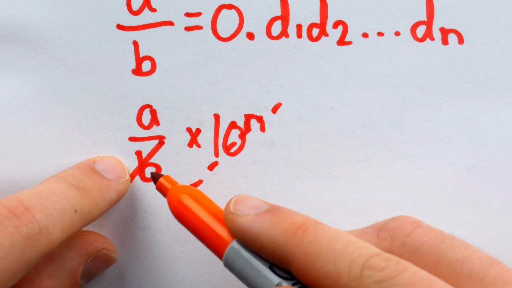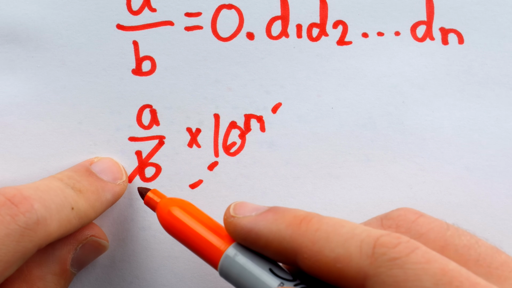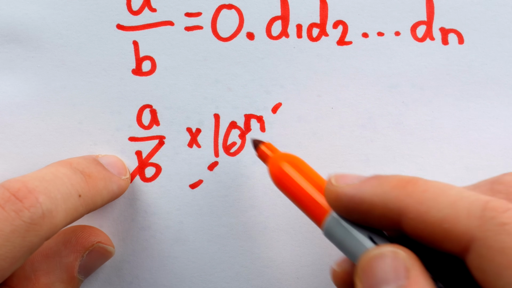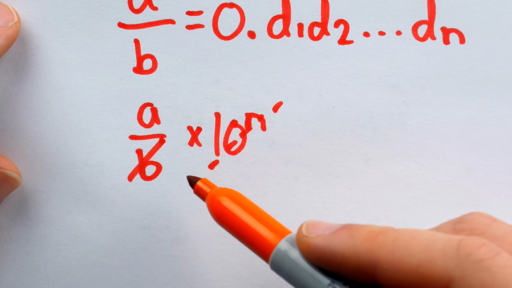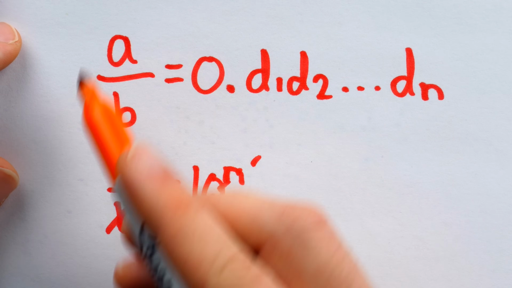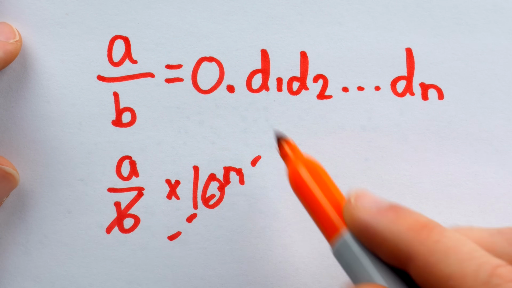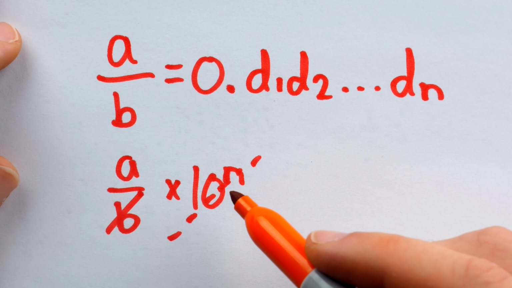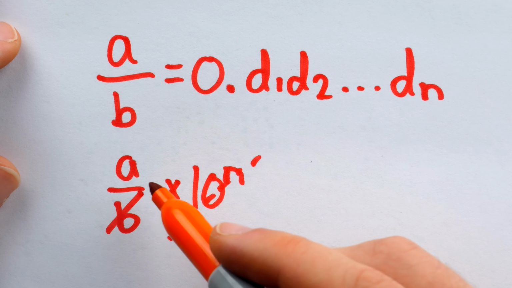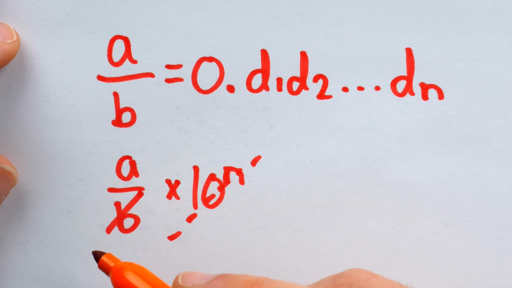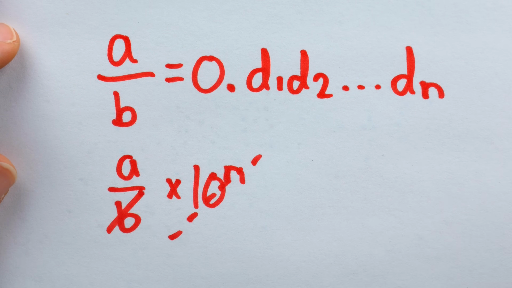On the other hand, if b has factors other than 2 and 5, then of course it's not going to be canceled out by 10 to the n, and so this will not produce a whole number. In short, if a fraction has a terminating decimal expansion, then we can multiply it by some power of 10 to produce a whole number, but that forces the denominator of the fraction to only have factors of 2 and or 5. Otherwise, none of this would work.